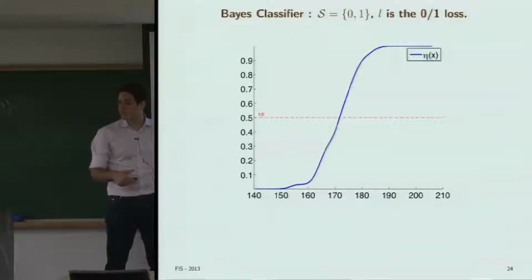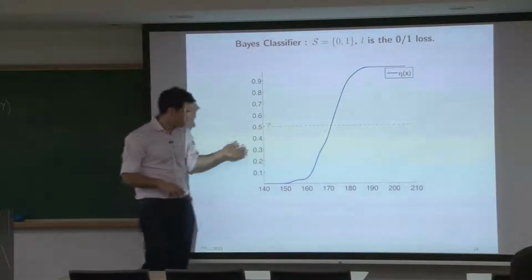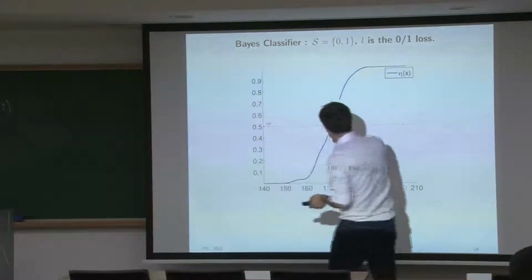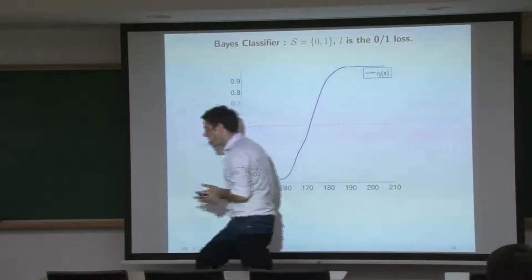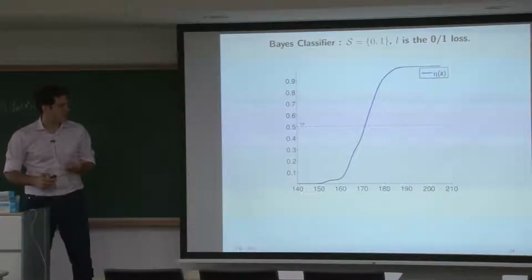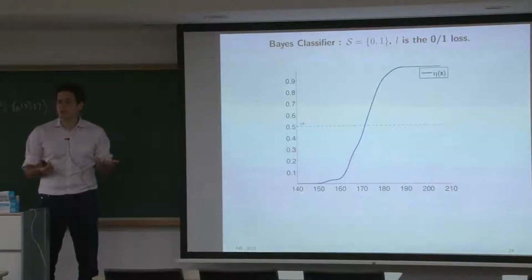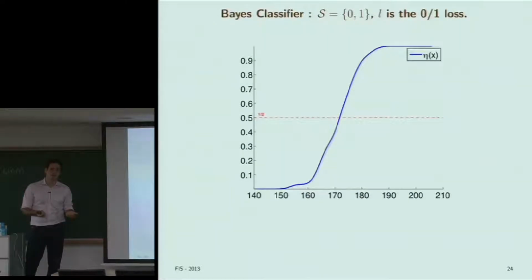Now it becomes clear when you should say that someone is a male or a female. Whenever the height of a person would be above 170, one maybe, then you can say the person is a male or female. Of course, this is completely irrelevant if you take into account the whole world population, right? It doesn't make a lot of sense.